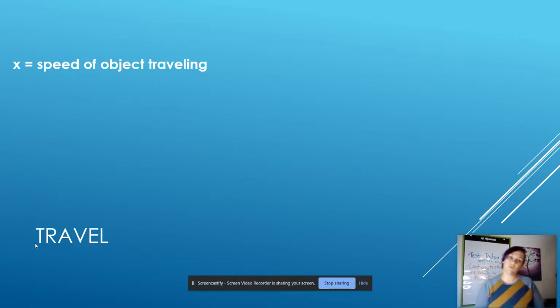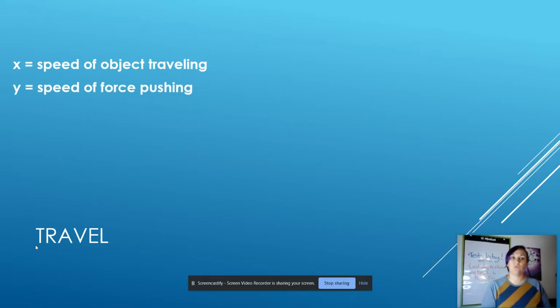And then in each of these problems, there's going to be an external force either pushing or pulling the thing that is traveling. And that's what the y is going to be. The y is the force pushing or pulling. So for instance, when you're flying in a plane, the wind is either going to push you back and make you not go as fast, or if you're traveling with the wind, it'll push you forward and make you go faster.